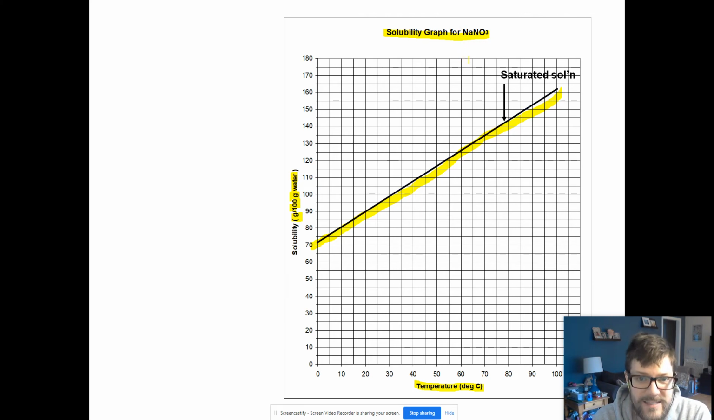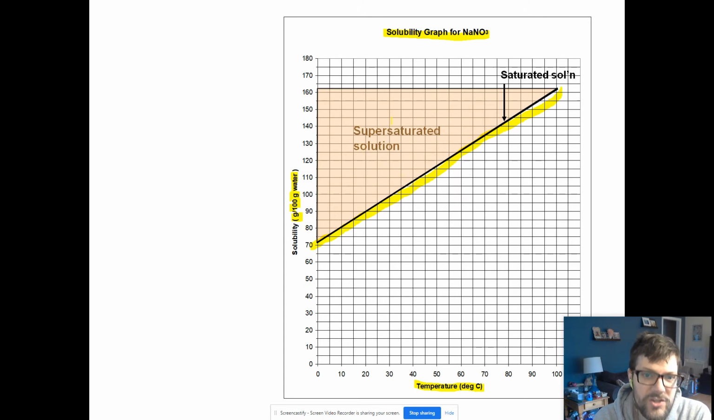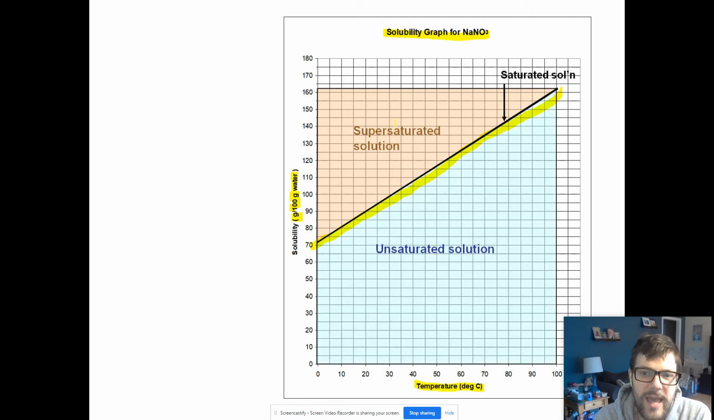So we can then ask some questions about this, and this is again still on page 4. The line itself represents a saturated solution, right? If you have that much, your solution will be saturated. If you have more than that, which is anything above this line, you'll have a supersaturated solution, and below the line is an unsaturated solution. So if I dissolve, say, for example, 50 grams, really at any temperature, I will have an unsaturated solution. That just means I could have dissolved more.